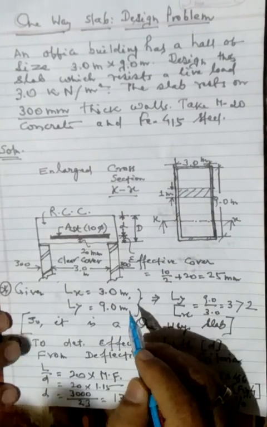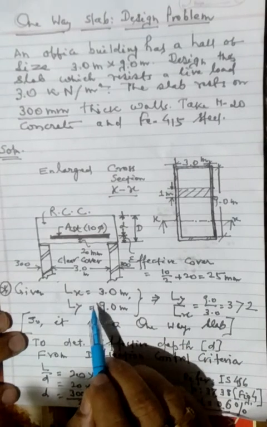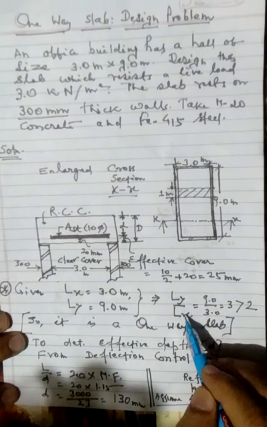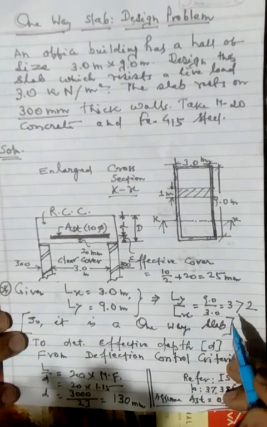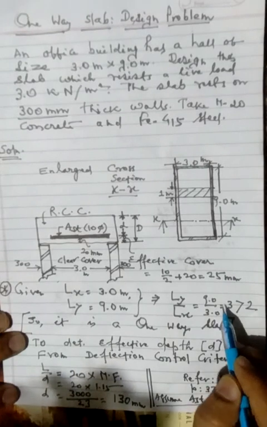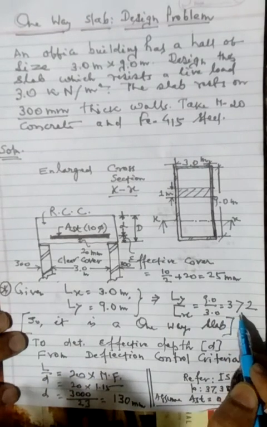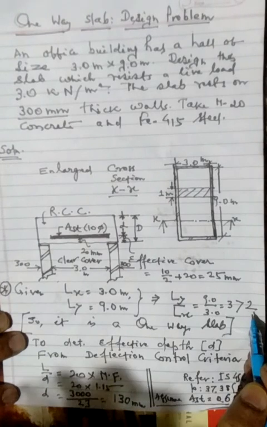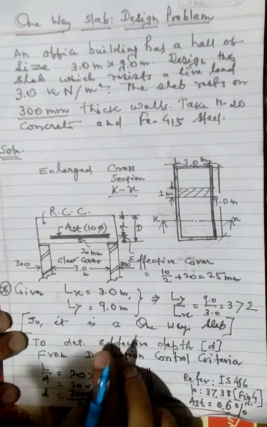So if we see here, the span ratio Ly by Lx comes 9 by 3, that is 3, which is more than 2. So according to IS-456-2000, it is a one-way slab.